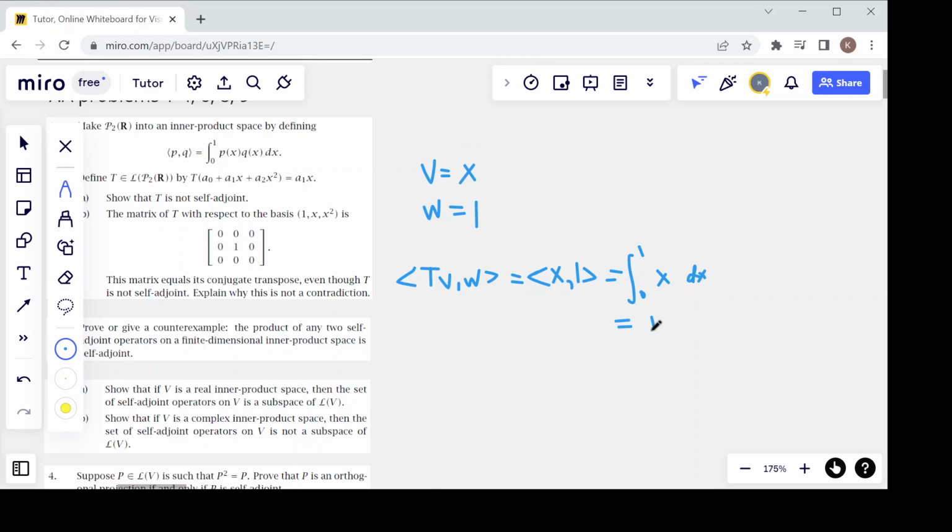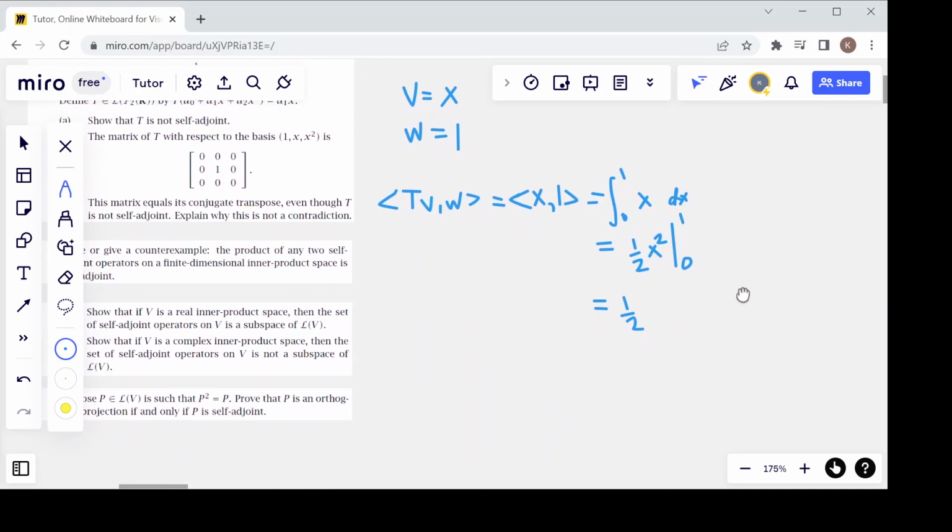So the integral of x, I chose this because I know I can do this. This is our integral, and we're evaluating it from 0 to 1, so we have a half minus 0, which is just a half. So see, calculus is not so bad.